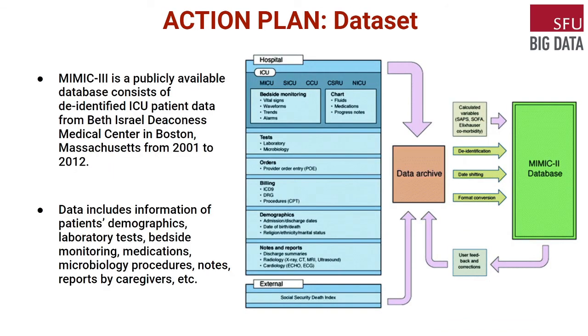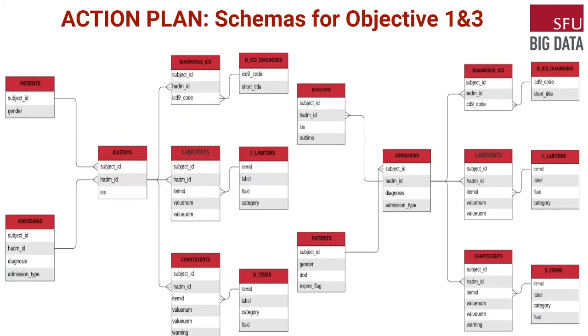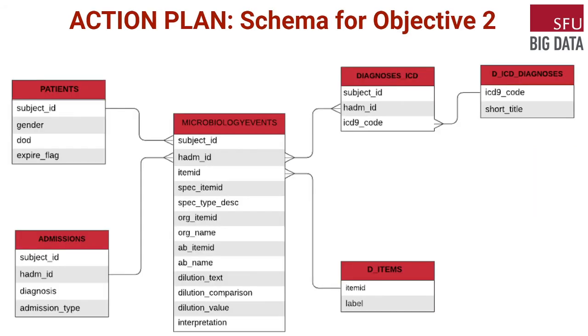MIMIC3 is a publicly available database consisting of de-identified intensive care unit, that is, ICU patient data, and we can see the creation of the dataset in the flowchart on the right. For producing these schemas, we use pandas to combine different tables into one and cleaned the data table for extracting useful features. This is the data schema we have produced for Objective 2.